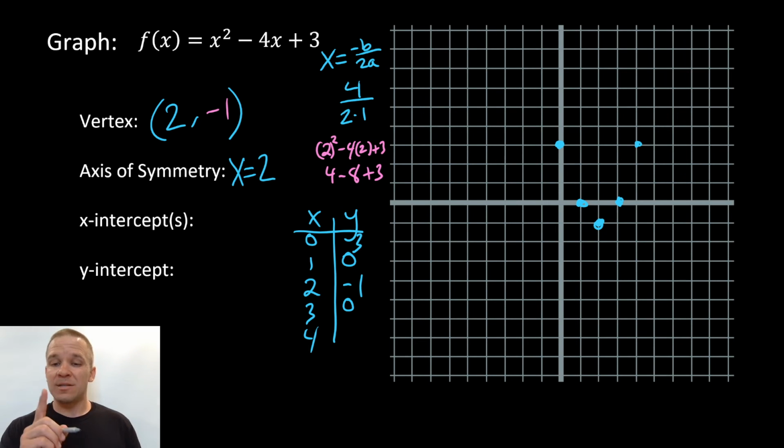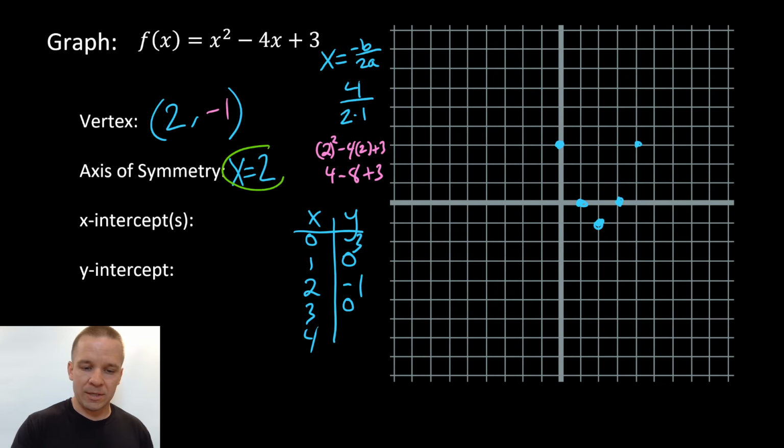Now my axis of symmetry, I'm going to go ahead and plot this guy in a green color here. That's going to be a vertical dashed line that goes right through the vertex of my parabola that I'm going to have here. All right, now we're ready to connect those dots, and it's going to be dope.